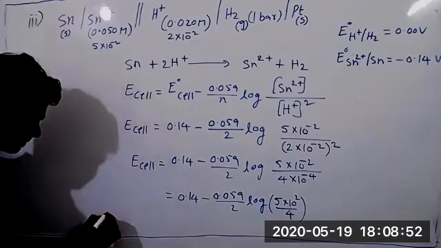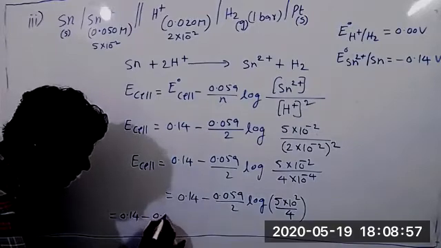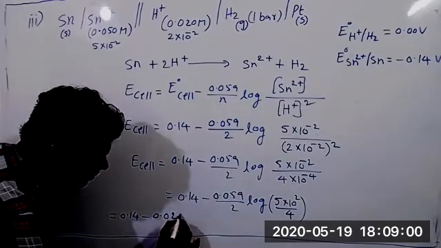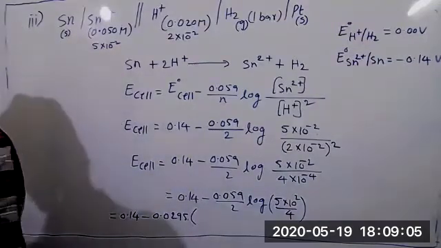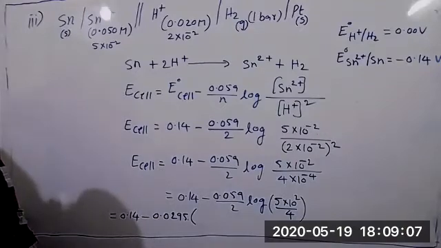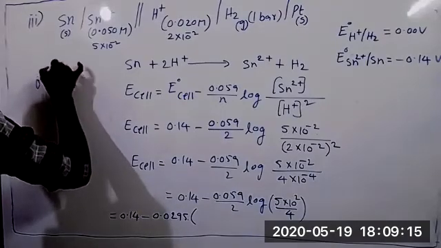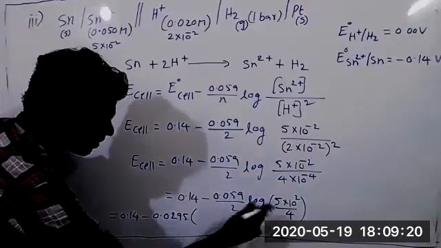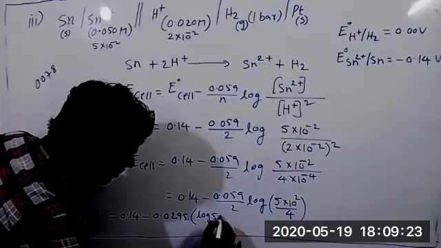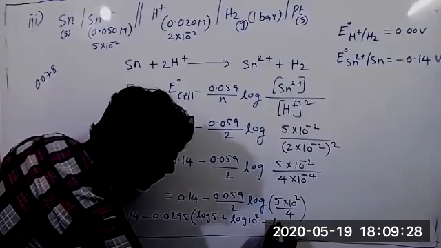So this one calculation: 0.14 minus, what is the total? 0.0295, answer 0.08? Total answer is... Okay, approximately got the correct one, 0.078. Yes, correct. So here log 5 plus log 10 power 2 minus log 4.